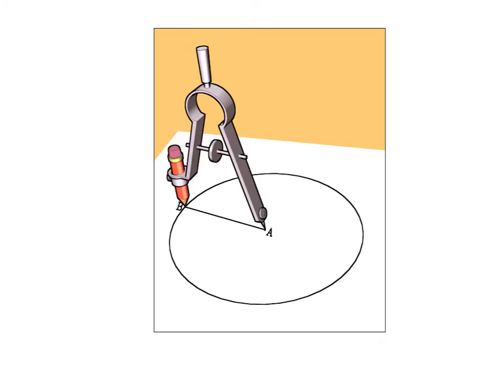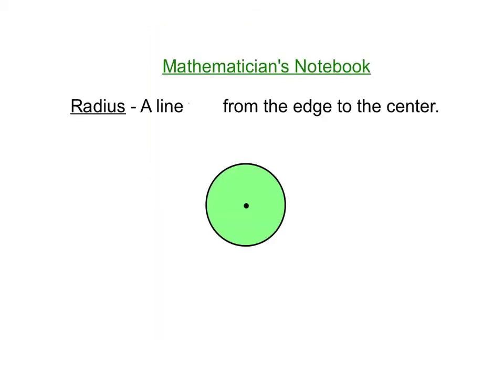In fact, you may have already used a compass like this one to draw a perfect circle. And a compass works by setting down one point in the center of the circle and then creating a distance and then rotating that distance around the circle, so it makes a perfect circle. And that distance from the center of the circle to the edge is called the radius. That's a line that goes from the edge of the circle to the center.